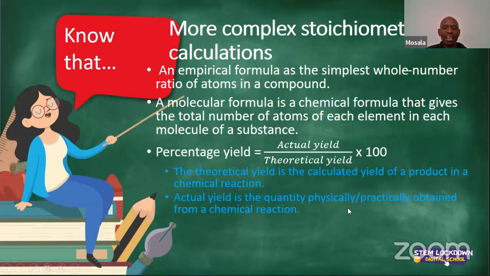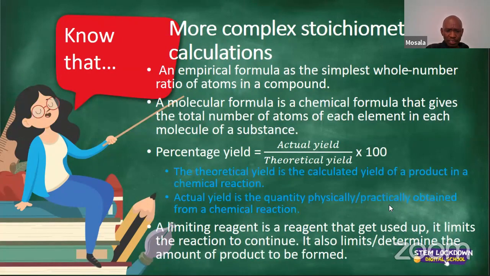It is the physical quantity that you are obtaining, or the practical mass, the amount that you are obtaining. And then we have also talked about the limiting reagent. The limiting reagent is the reagent that normally gets used up. It limits the reaction from continuing. It also determines the amount of the product that can be formed.